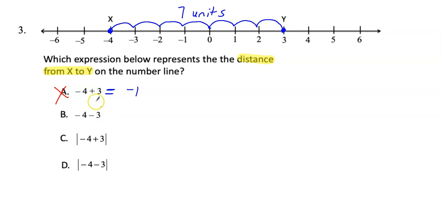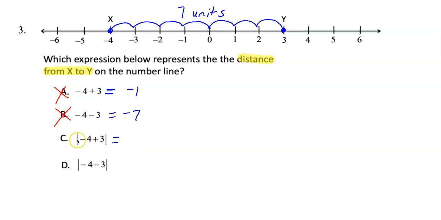-4 minus 3. That equals -7. If you're not sure, use your number line. This means start at -4, move left 3 units. Subtraction means to move left. So let's start at -4 right here. I'll move to the left 3 units. 1, 2, 3. That's -7. So that doesn't match up with 7 because this is positive. This is negative, and I know distance always comes out positive, so B's gone.